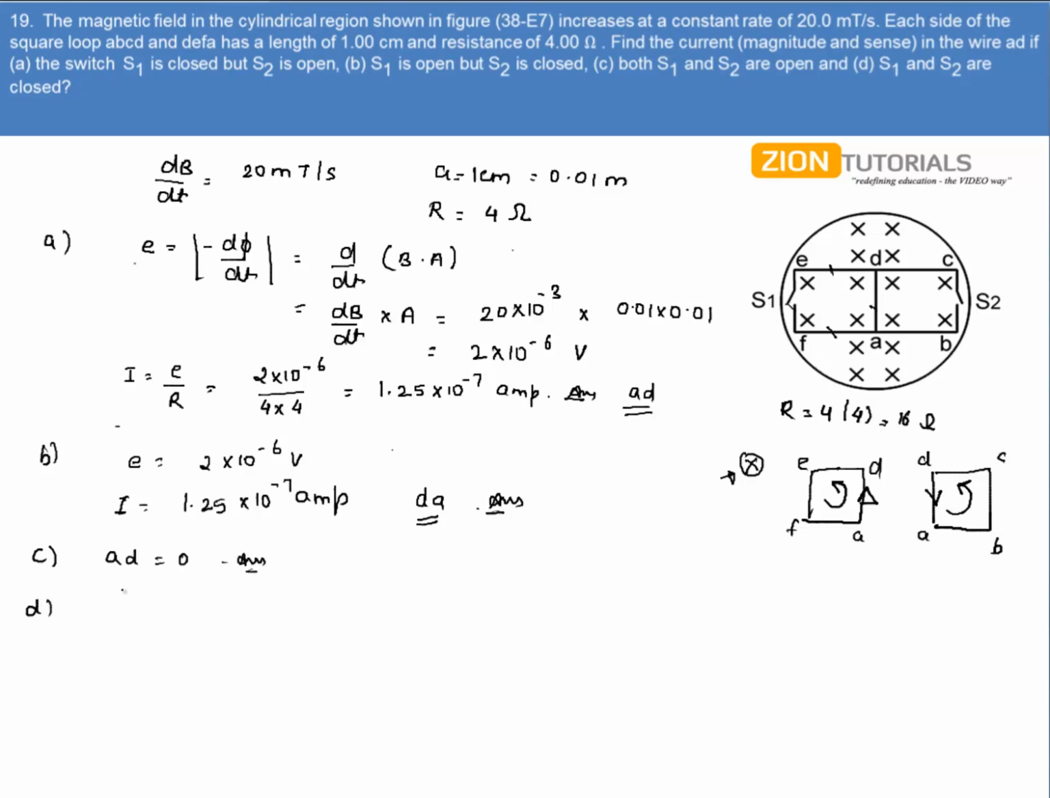And in part D, when S1 and S2 are both closed, due to S1 the current will be flowing in the direction A to D as we calculated in the first part, and the current due to switch S2 will be in the direction D to A and of the same magnitude. So the net current flowing through D to A or A to D will be zero, because the two effects nullify each other. So again the current in wire AD will be equal to 0.